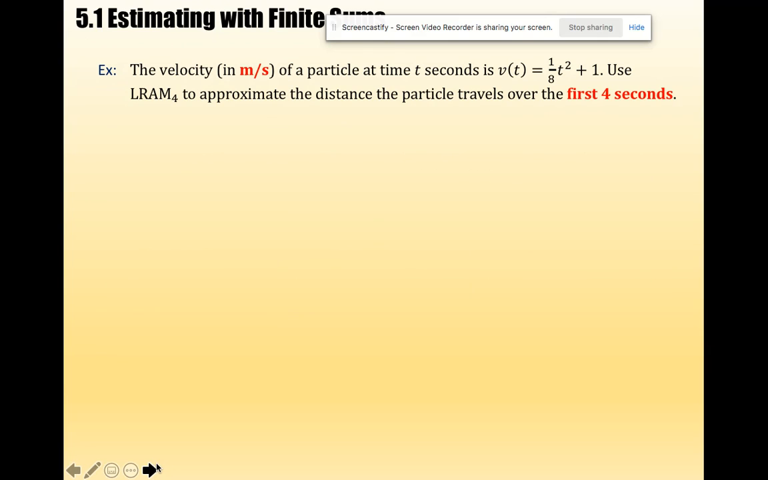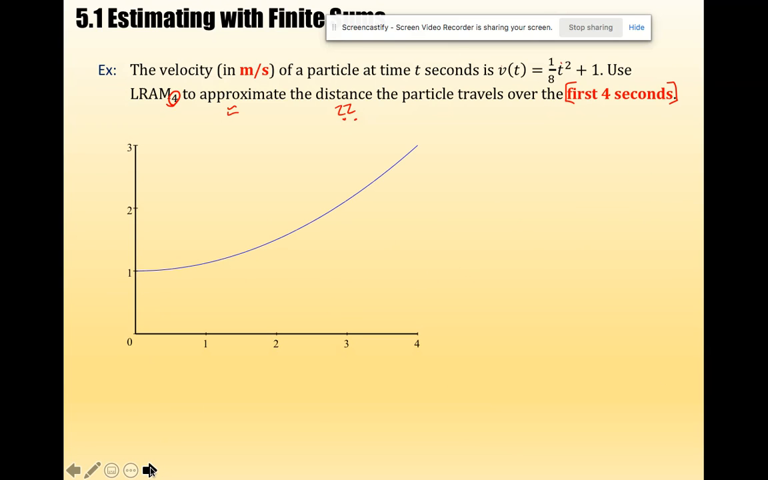All right, let's put some units on here. I hope you're sitting down because your mind is about to be blown. Find the velocity in meters per second of a particle where its velocity is given by this parabola. Use LRAM with 4 rectangles to approximate. I thought we were approximating area under a curve. First 4 seconds. Oh, that's start and stop. What's going on here? What the heck?